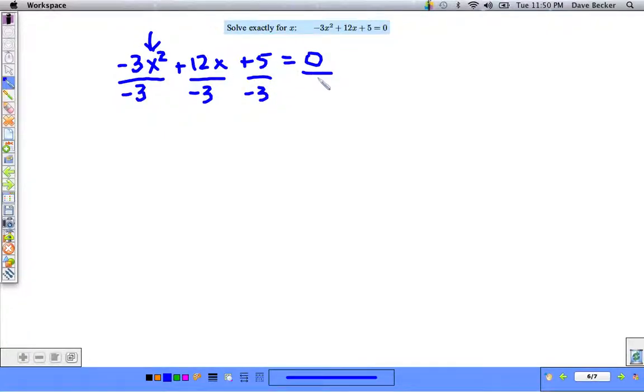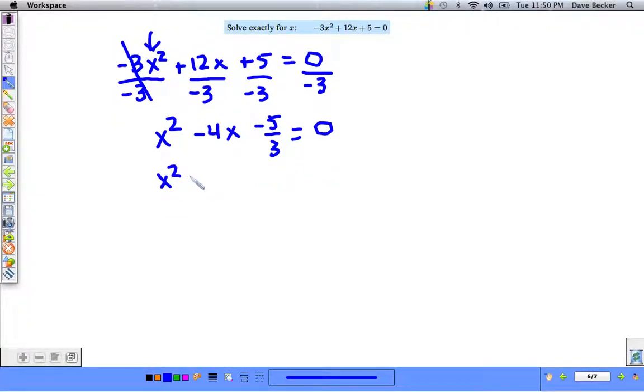And I'm going to put 0 over -3 because you really are dividing everything by -3, and people don't bother to do that because we know it's 0, but I'm doing it, so tough darts. So there we have, kapow, and I have x squared, 12 over -3 is -4x, minus 5/3 equals 0. And now I'm going to complete the square.